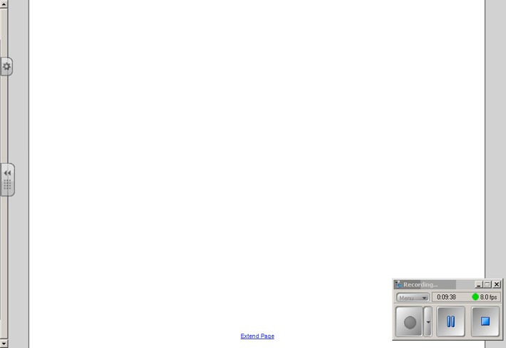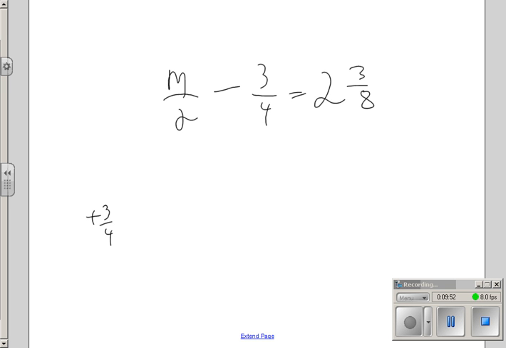It's b. So it's m over 2 take away 3/4 equals 2 and 3/8. Okay? So I want you to try both methods. The first one is going to be adding 3/4 to both sides and taking it from there to isolate the variable, get your answer. And then I want you to try the whole question again. So you're going to add 3/4 to both sides and then work it out to get your answer.